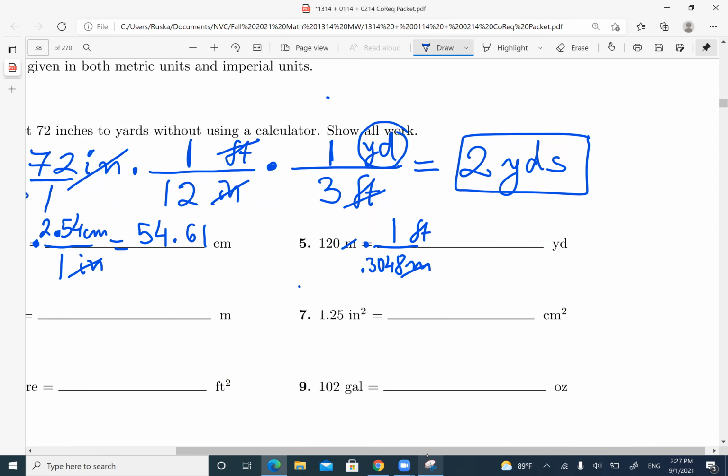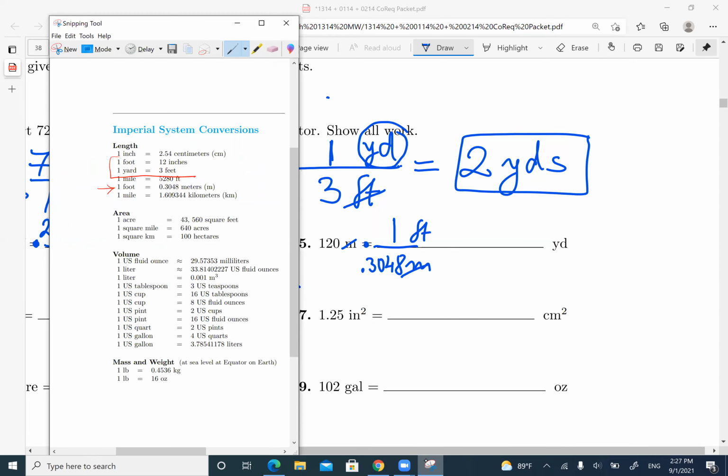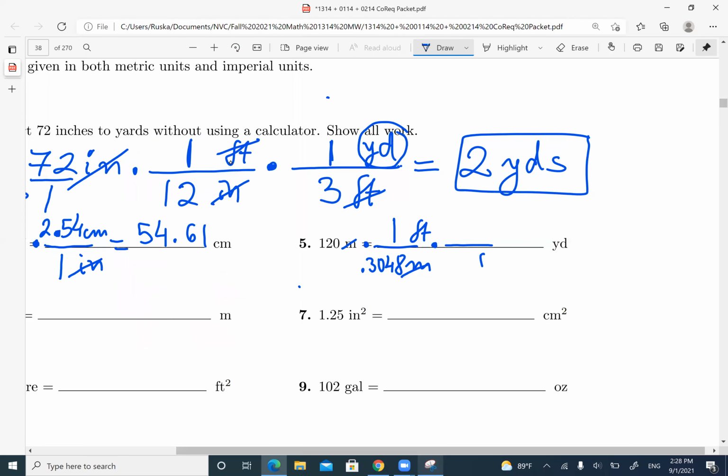Okay? So right now we have foot, and you want to go foot to yard. So we have 1 yard is 3 feet, right? So we're going to multiply feet down, yard up. 1 yard is 3 feet. And then feet cancel. So now what's happened here? We're going to divide 120 divided by 0.3048. And then the number I get, I'm going to divide by 3.